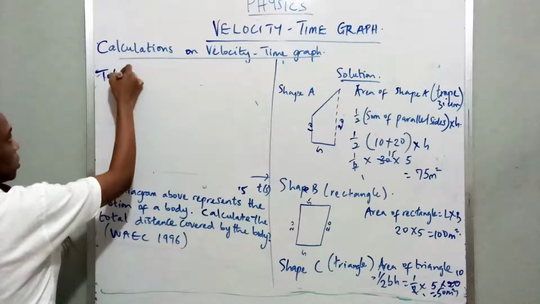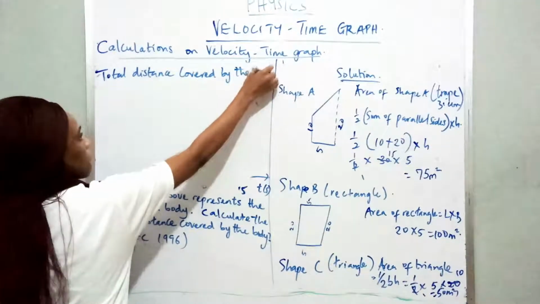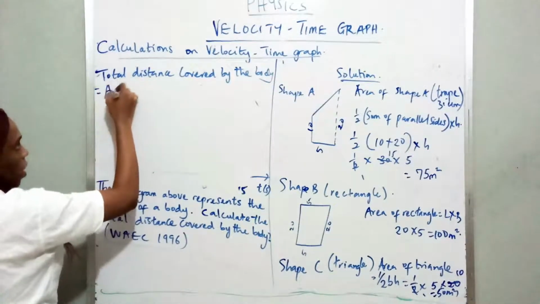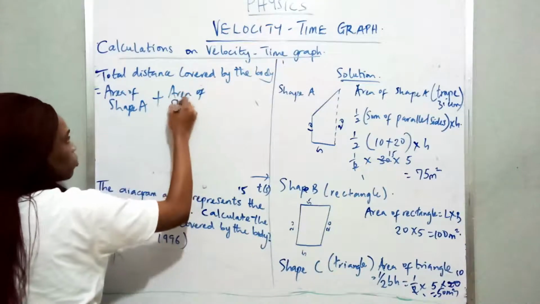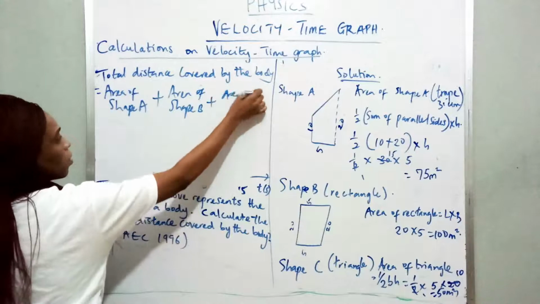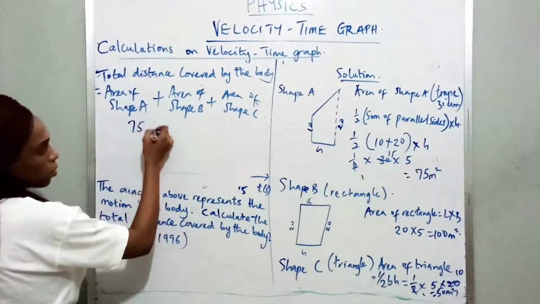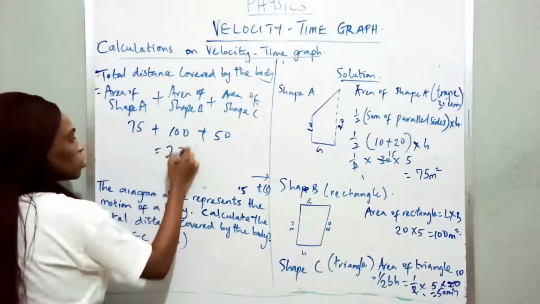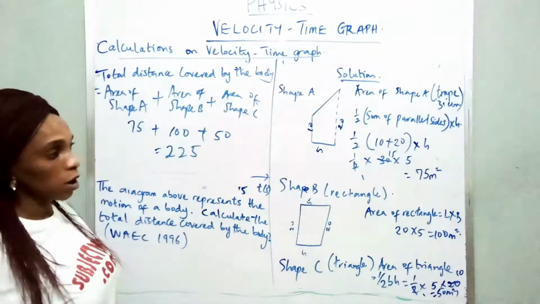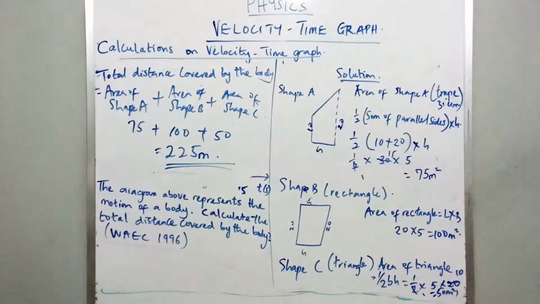So the total distance covered by the body is equal to area of shape A plus area of shape B plus area of shape C. So shape A gave us 75 plus shape B, that's 100, shape C, that's 50. So if we add all this together, we have 225. I'm not going to use meter squared. Area is in meter squared, yes I know. But distance is in meters. So total distance covered is 225 meters. I want to believe that is very, very explanatory.